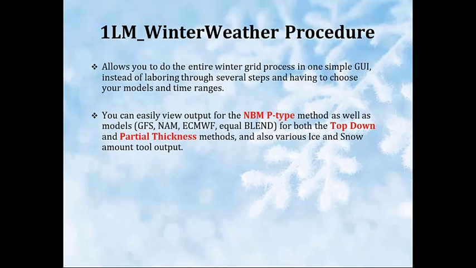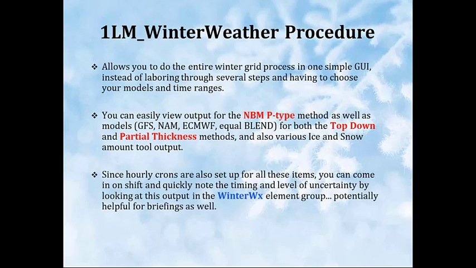The other benefit of the procedure is it allows you to view output for several different guidance sources. We have the NBM P-type method, also top-down and partial thickness methods. You can use the GFS, NAM, European, or an equal blend of all those sources. And then there's also output from some ice and snowmelt tools that I'll talk about shortly.